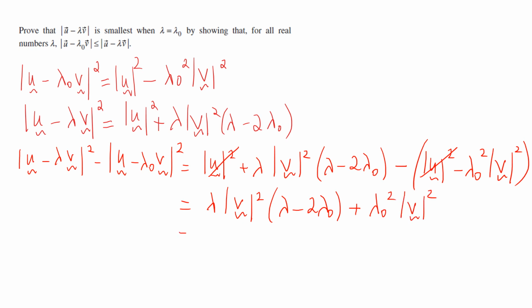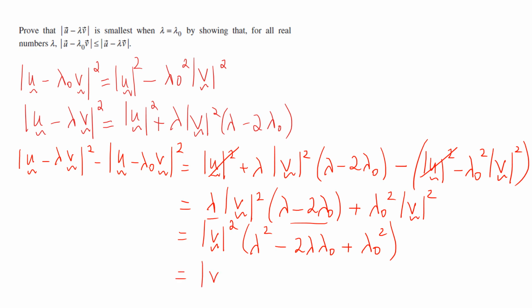Right, factorize these magnitude of v squareds out. I'm going to expand this out. Lambda squared take 2 lambda naught plus lambda naught squared. That's a perfect square, isn't it? So this is lambda take lambda naught all squared. So that whole thing, that's positive and that's positive. So this is greater than or equal to 0.